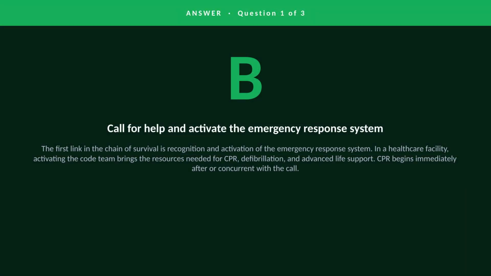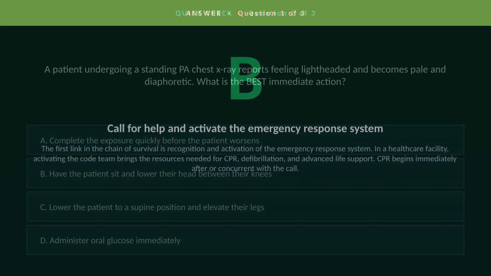The answer is B. Moderate reaction requiring treatment and monitoring. Diffuse urticaria, bronchospasm, and facial edema represent a moderate contrast reaction. Active treatment is required. Notify the radiologist immediately and be prepared to escalate to severe response protocols.